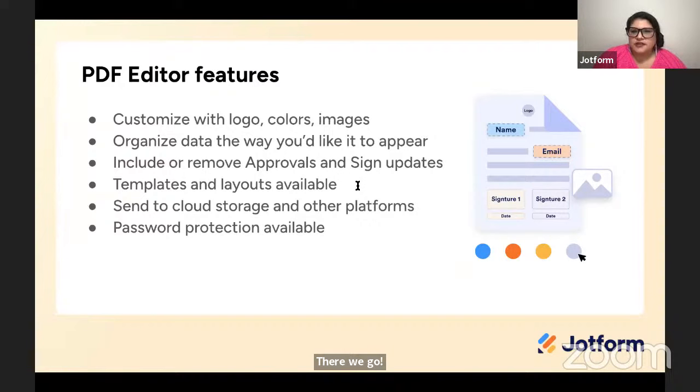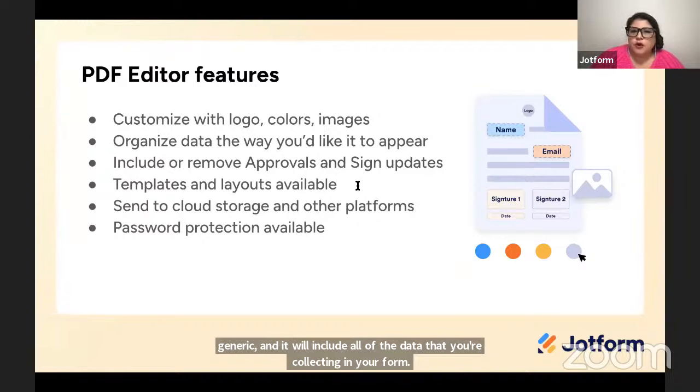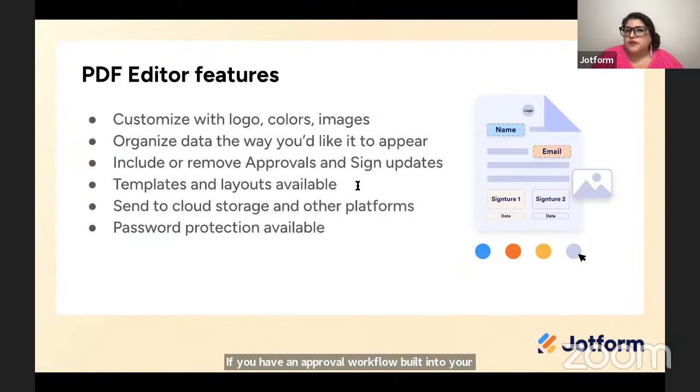By default, the PDF that you'll see will be clean but generic, and it will include all of the data that you're collecting in your form. If you have an approval workflow built into your form, you'll also see your approval status and an audit trail of approval actions. And if you're using Jotform Sign, you'll see something similar in the Sign PDF as well. These PDFs are ready to go without customization, but if you'd like to personalize them, you're absolutely able to.